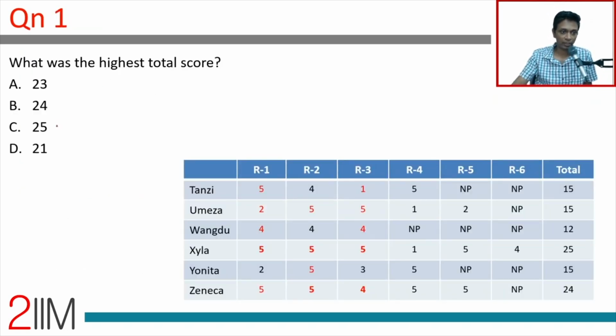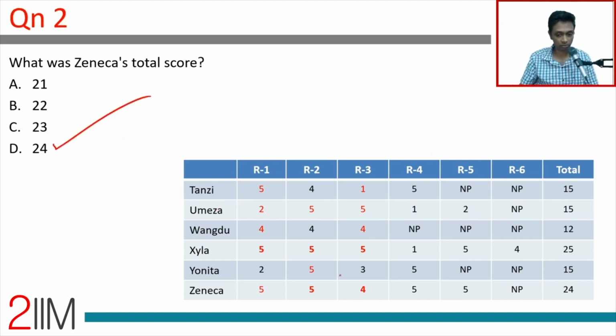What are the highest score? 25, Xyla. One of the first inferences we made. What was Zeneca's total score? 24. Basically, it could have been 21 or 24. 24 fits properly.